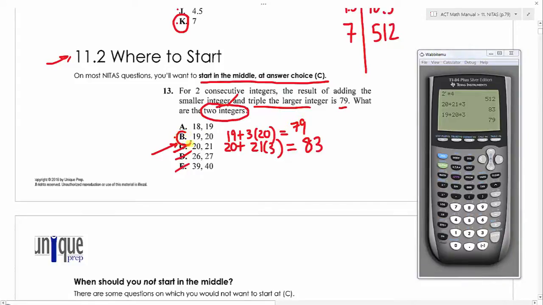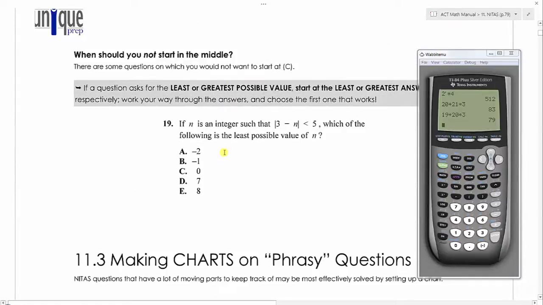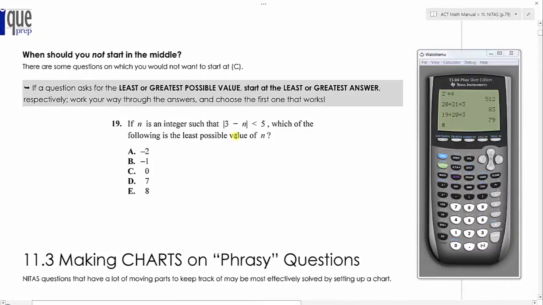So again, very, very simple, straightforward question with the NITAS. This is the next page, page 80. There are some cases when you do not want to start in the middle, some cases where you wouldn't want to start at answer choices C or H. And that is if the question asks you for the least or greatest possible value of a variable.